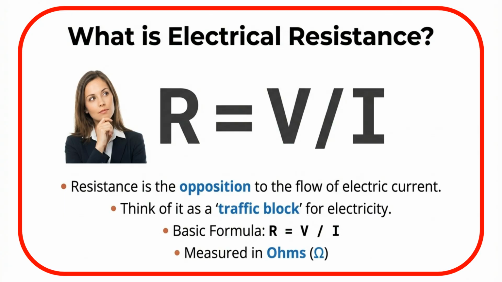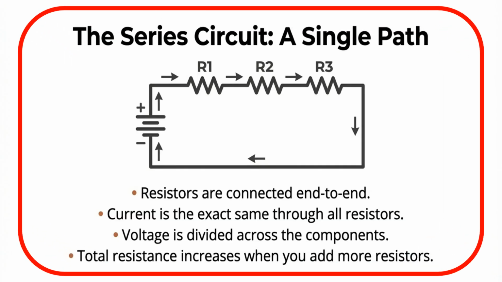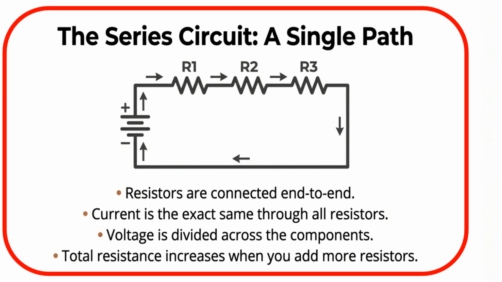The basic formula is R equals V over I, and it is measured in ohms. The series circuit is a single path where resistors are connected end to end. The current is the same throughout, but the voltage is divided. Total resistance increases as you add more resistors.